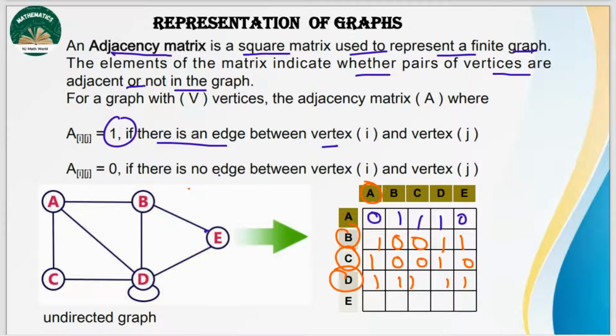It is E. So E to A we have 0. E to B we have 1 line. E to C there is no connection. E to D we have 1. E to E we have no self loop.